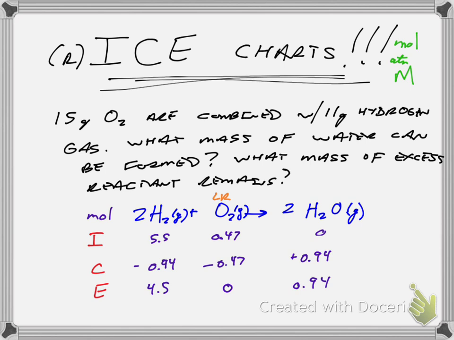So just convert back to mass, convert back to grams. So if we have 0.94 moles of water that were produced, I just used the molar mass of water to determine that means that I produced 17 grams of water. And then, of course, the mass of excess. I know hydrogen's what's excess since limiting was oxygen. 4.5 moles of hydrogen is simply 9 grams of hydrogen.